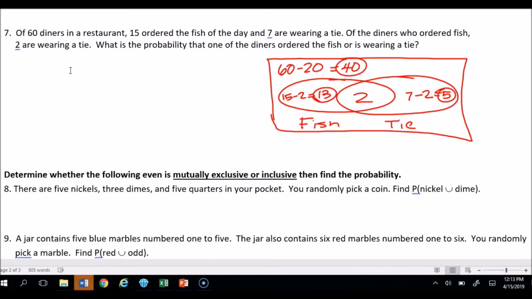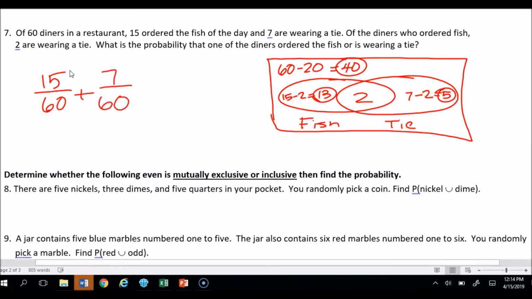Okay, so to solve this problem, it says, what's the probability that one of the diners ordered fish or is wearing a tie? Or, this is an or problem. So what we're going to look for is the number of people that ordered fish, that's 15 out of the 60, and we're going to add to it the number of people that had a tie on, that's 7 out of 60, and then we're going to subtract the overlap, and that's this part right here. So we're going to subtract 2 over 60 for this problem.